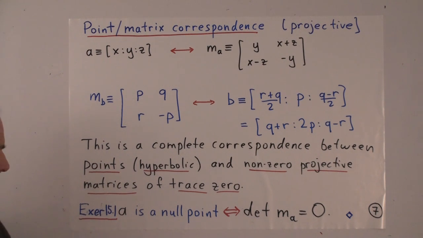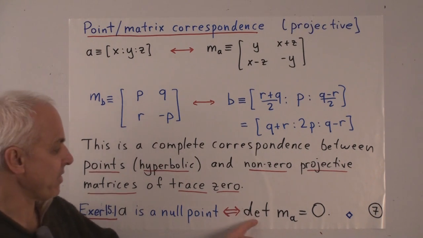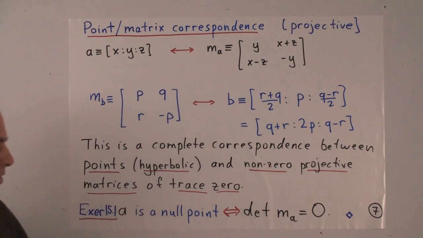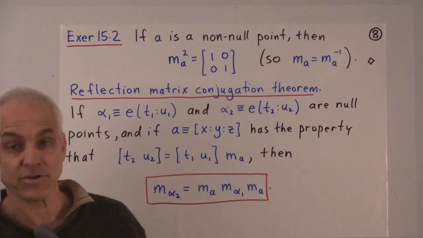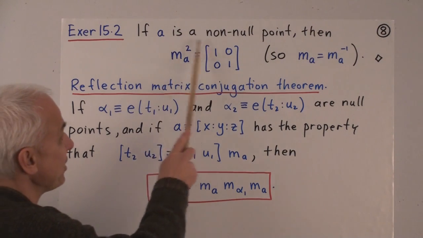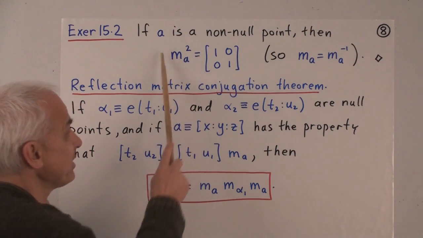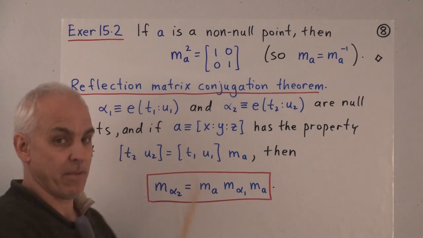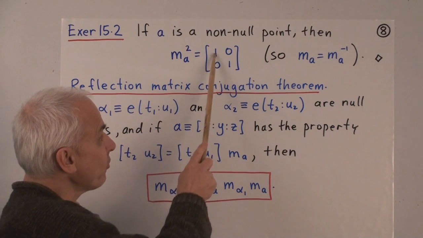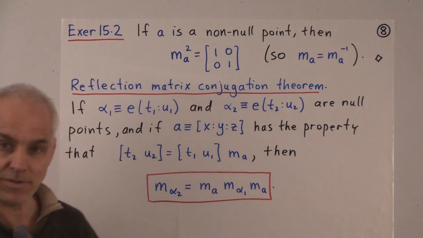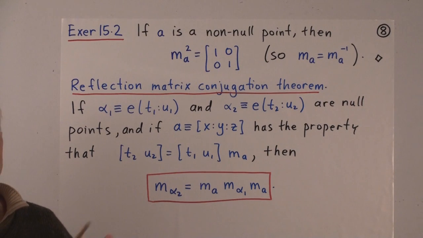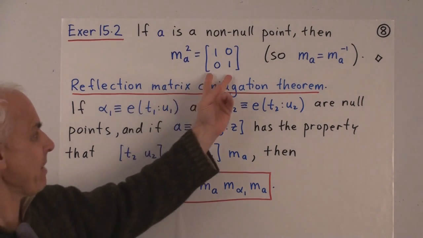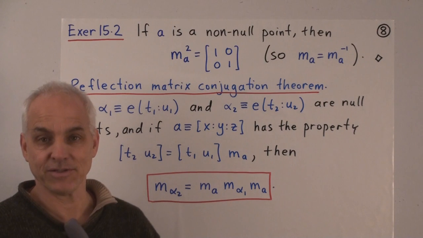Okay, here's an exercise, the first one, that in this correspondence, the A is a null point precisely when the determinant of M sub A equals 0. Well, we've already mentioned that, but just make sure that you understand that point. And another exercise, show that if A is a non-null point, then the matrix M sub A, if you square it, you get the projective identity matrix. This particular matrix 1001 has a special role. It's like the number 1 in the land of matrices. If you multiply any matrix by that matrix, the result is what you started with.